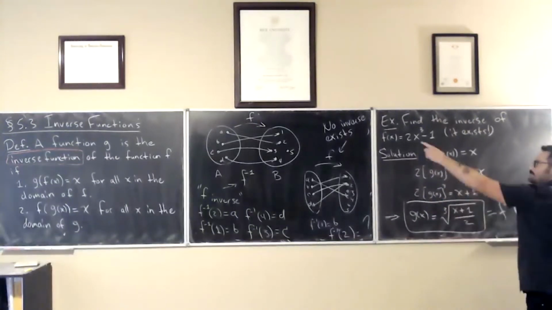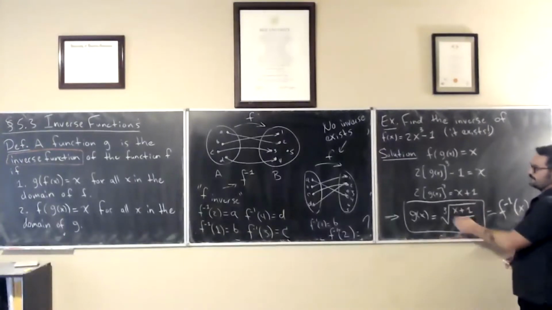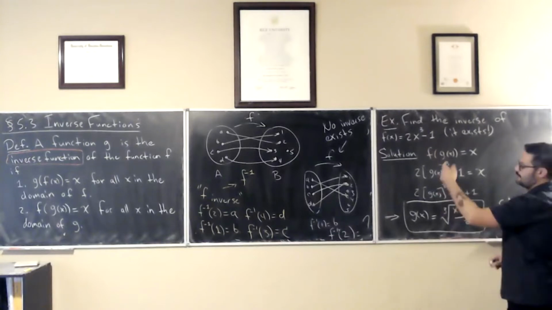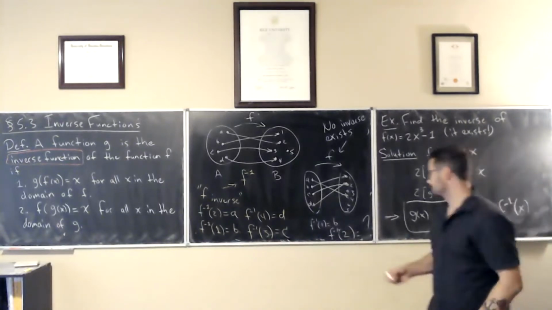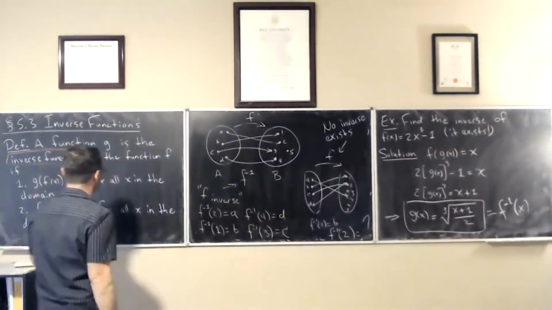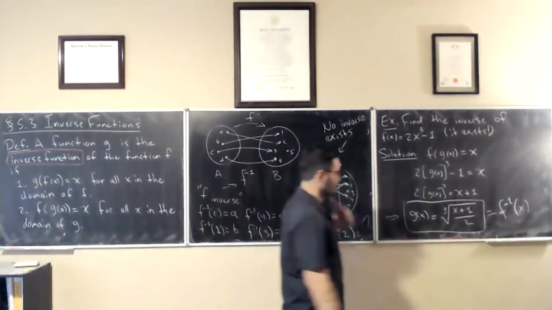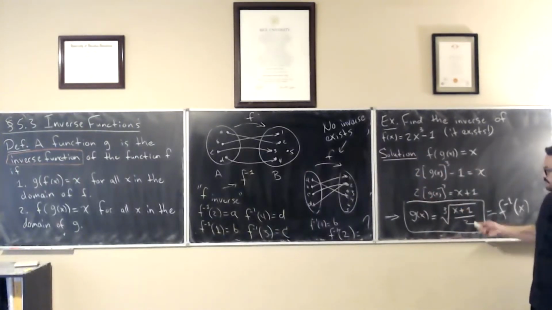If you put this in for x, this cubed, the cube root goes away, and then you'll have 2 times (x plus 1) over 2. The 2's divide out, and then you'll have x plus 1 minus 1, you end up with x. So it will satisfy part 2 here of the definition. But then if you wanted to verify part 1, plug f into this function, and you'll get the same result.